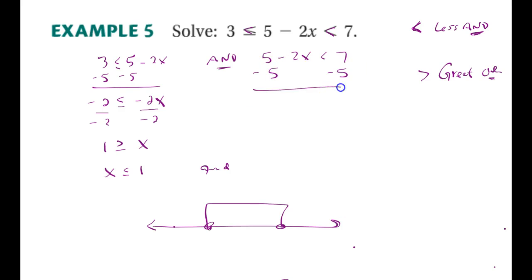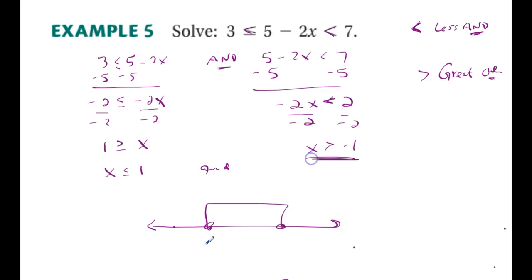So let's go find the other value of x. Negative 2x is less than 2. Divide through by negative 2. When I divide by a negative, this inequality sign should flip. So it's greater than negative 1. So it's an and statement, so it should come together.